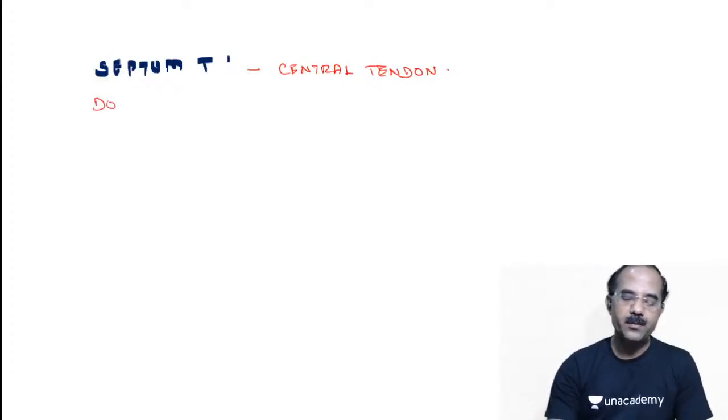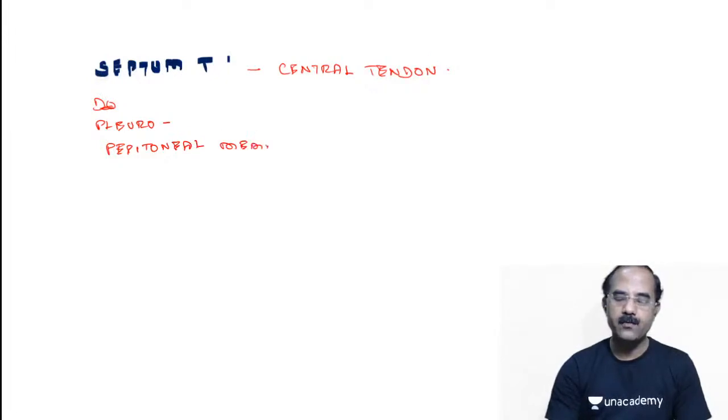The pleuroperitoneal membranes. Yes, very good. And what do they form? They form the posterior part of the central tendon.